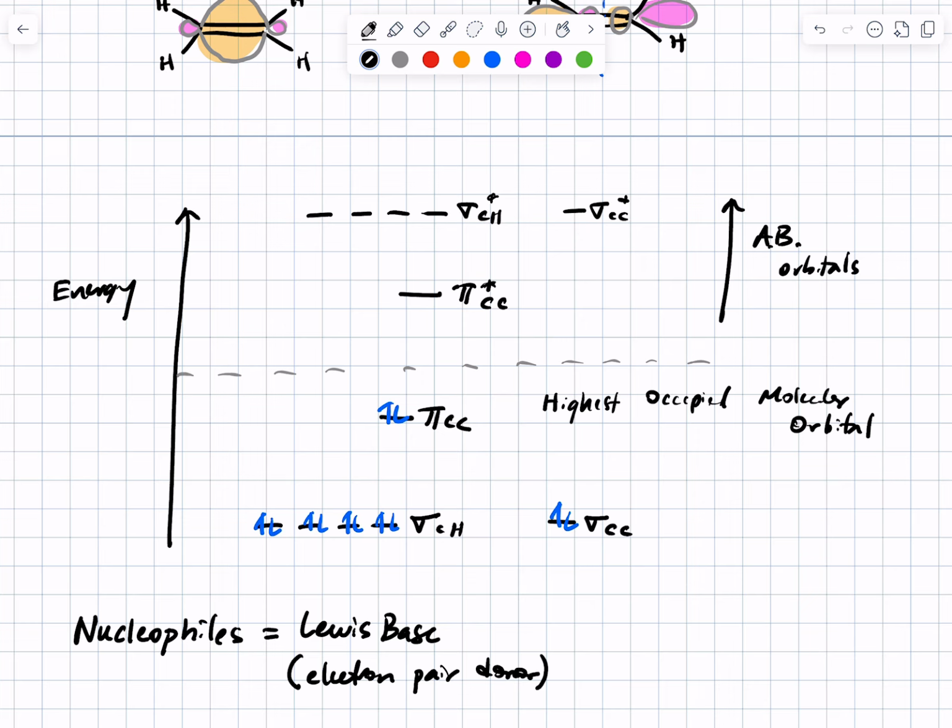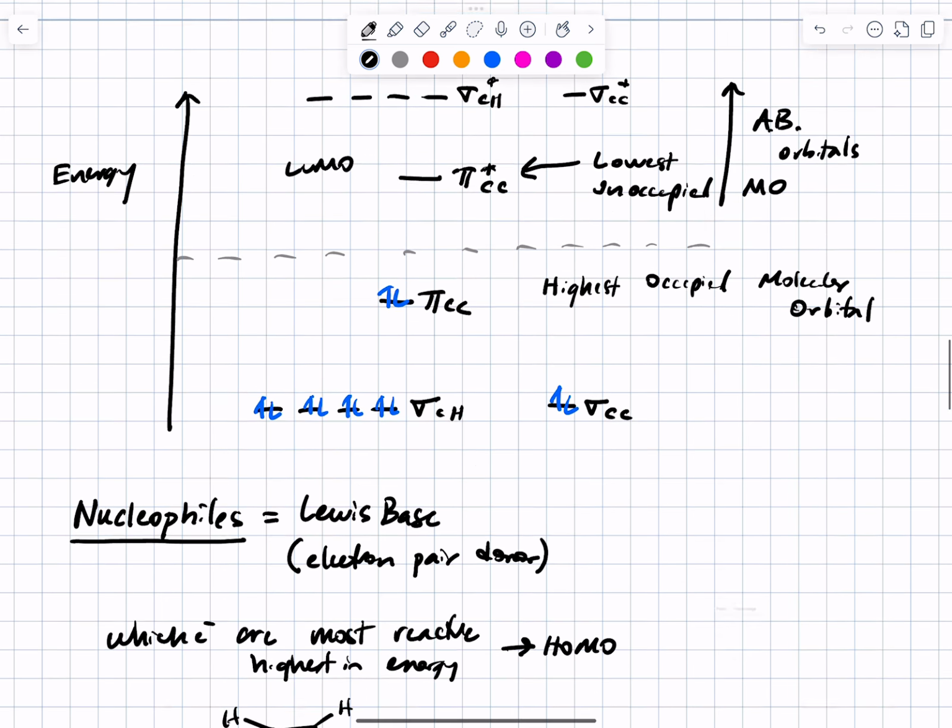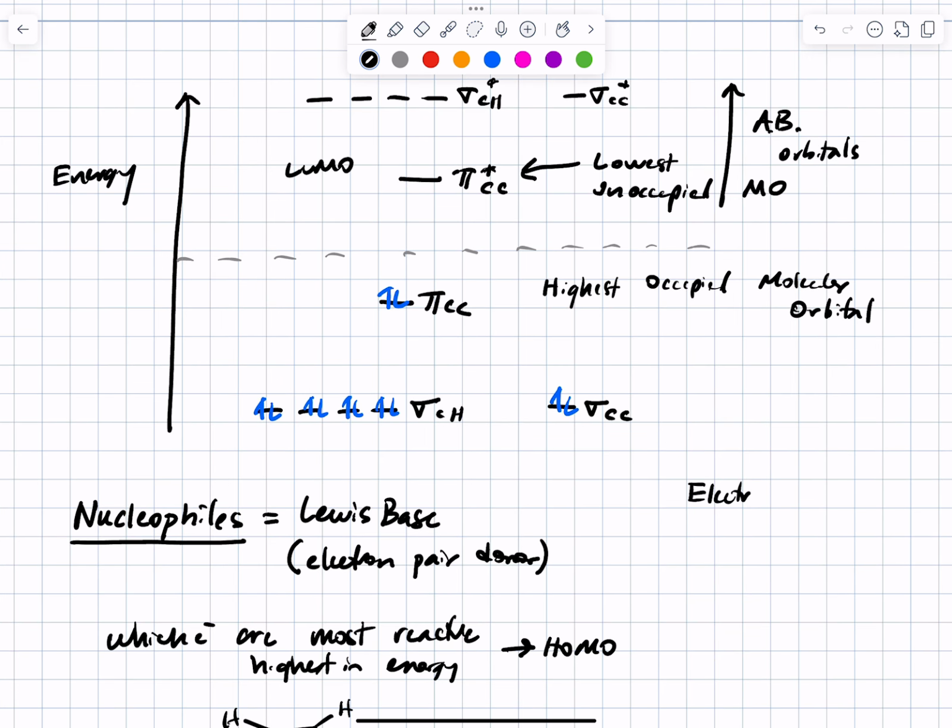And this lowest empty orbital we're going to call the LUMO, the lowest unoccupied molecular orbital. Now for nucleophiles, we're not going to care about the LUMO. For nucleophiles, we're only going to care about the highest occupied molecular orbital. But for electrophiles, the LUMO becomes very important. Electrophiles are Lewis acids. They are electron lovers. They are electron pair acceptors.